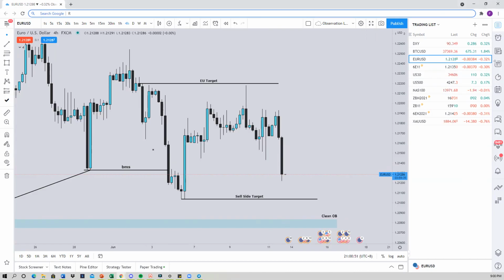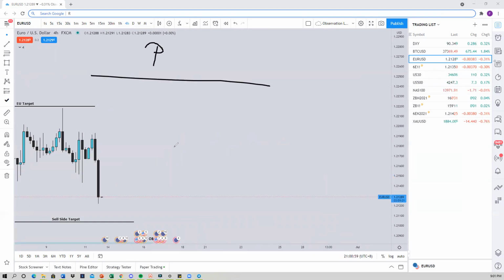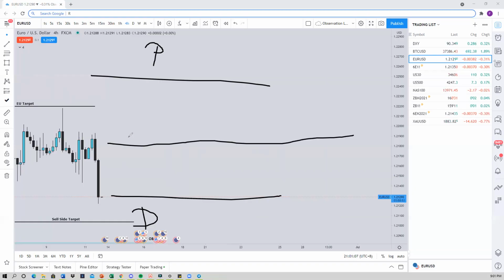So now, when it comes to ICT's PD-array matrix, we have the ones in premium and the ones in discount. Call this P and call this D. We have, starting from the bottom, mitigation block, breaker block, liquidity void, fair value gap, order block, rejection block, and old high, right? So old high.